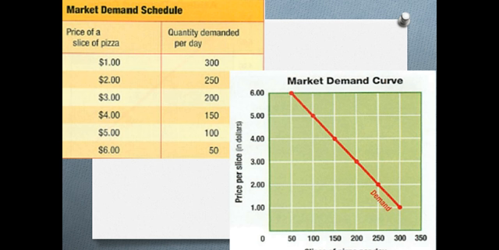So there would be 300 slices of pizza demanded for $1 a day. But if you charge $6, that's going down to 50. As a producer, you're going to make a good profit at $6 because you're charging a lot for it, but you're only going to sell 50 slices. So that's really not necessarily the best place for you to be. But this is an example of a market demand curve.